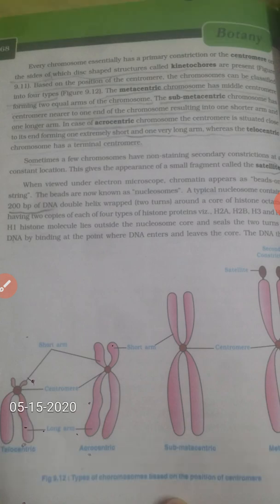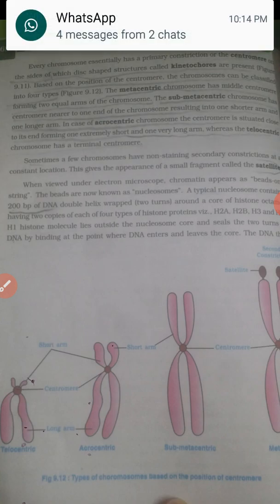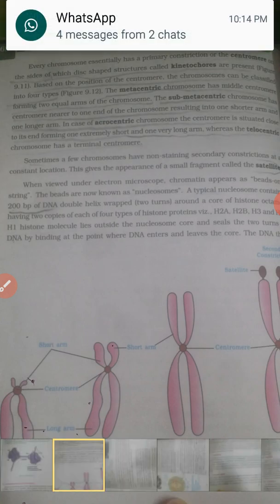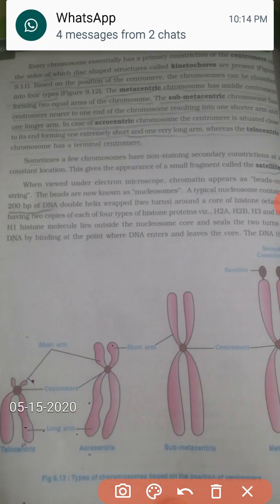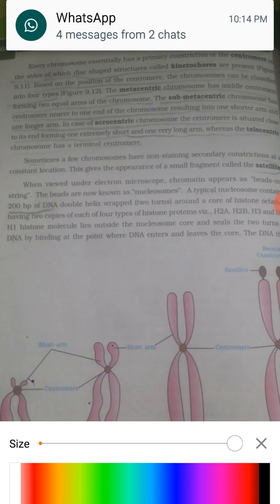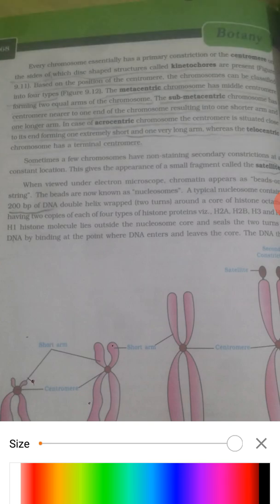Telomere: the ends of chromosomes having polarity are called telomeres. Telomeres prevent chromosomes from fusing with each other. So the telomere plays another important role. You see here, these are the hands of the chromosome.